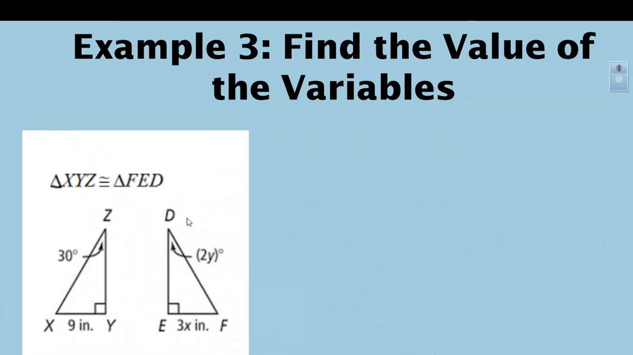Now, they want to know what are the values of the variables. We have y right here, we have x right here. We are not looking for the angle x or angle y. We're looking for this segment x, which is segment EF, and this angle right here, which is angle D, which is 2y.